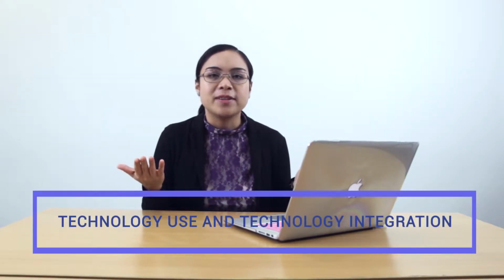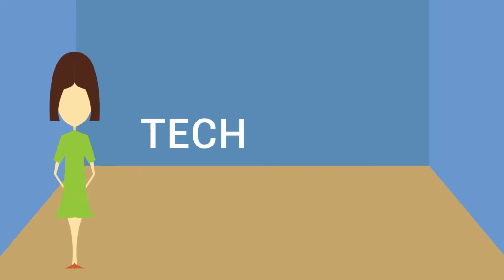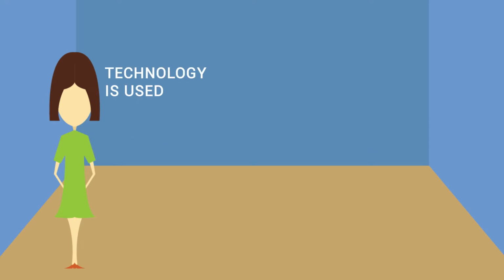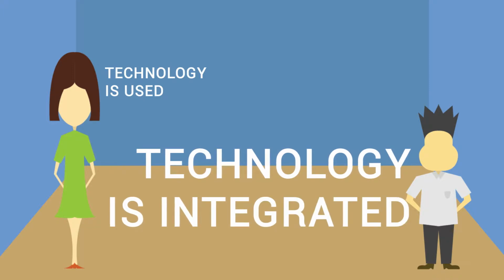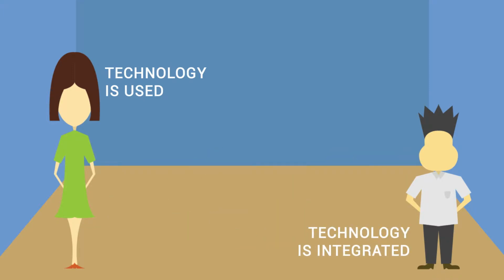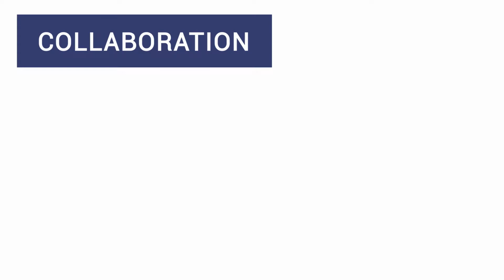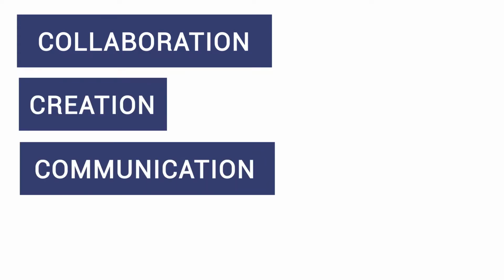There are many differences between simply using technology in the classroom and integrating technology into the classroom. Let us try to see these differences. First, if in a classroom, technology is simply being used, technology is used mostly by the teacher. If it's technology integration that is happening in the classroom, technology is used mostly by the students. In a classroom that uses technology, technology is simply used as an instructional delivery tool. But in genuine technology integration, technology is being used for collaboration, creation, communication, and critical thinking.